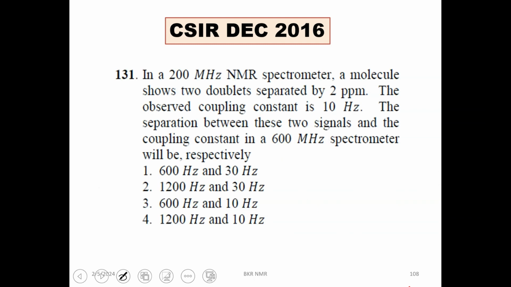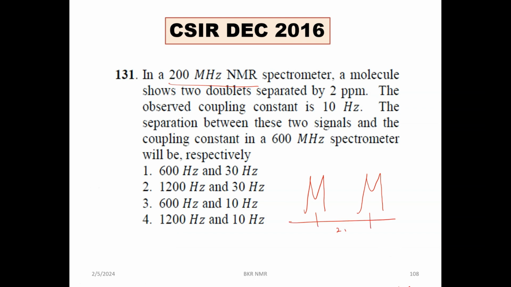December 2016 problem, they're saying that in a 200 megahertz spectrometer, a molecule shows two doublets. You have two doublets, and these doublets are separated by 2 ppm. And the coupling constant, the distance between the lines of the multiplets, is given as 10 hertz. They're asking what will be the coupling constant and the separation between these two signals in a higher version of the instrument, 600 megahertz.